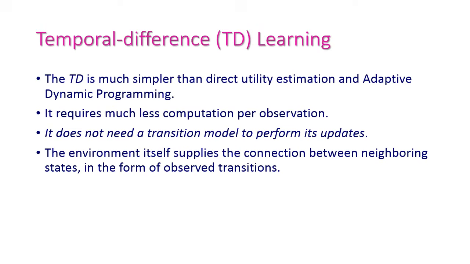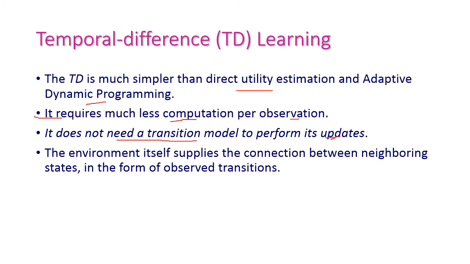The next one is temporal difference learning, that is TD learning, and this is very simple when compared to our previous methods, that is direct utility estimation and adaptive dynamic programming, ADP. It requires very little computation per observation, and it does not need a transition model to perform its updates.